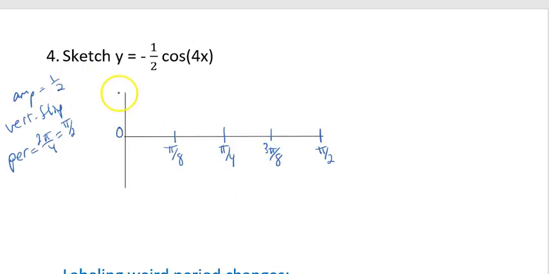Our amplitude is 1/2, so if this is 1 and -1, 1/2 is about right here, and -1/2 is about right there. I'm a little off on that. And we have to remember to do a vertical flip of our cosine graphs. So our cosine graph is normally the top of a hill, bottom of a valley, top of a hill. I need to flip that. So I need to start at the bottom, go through the midline, then be at the top, back through the midline, and back down. So I end up looking like this. It is a flipped cosine graph with an amplitude of 1/2 and a period of pi over 2.